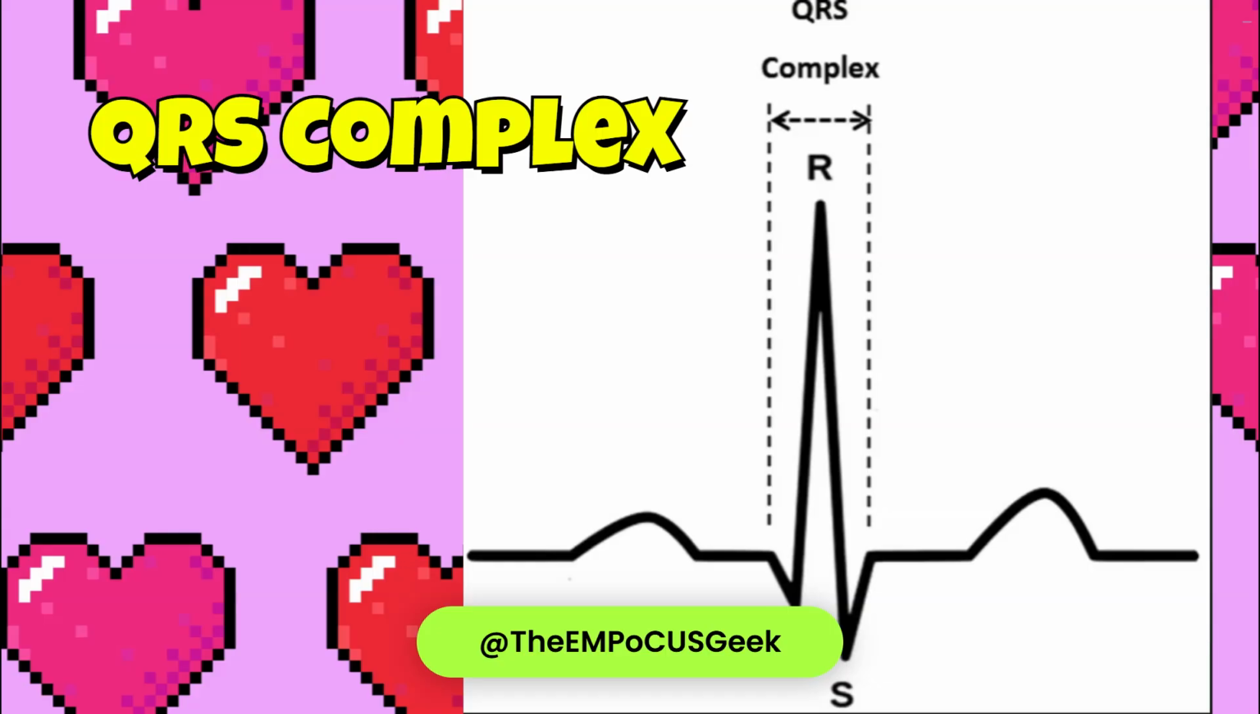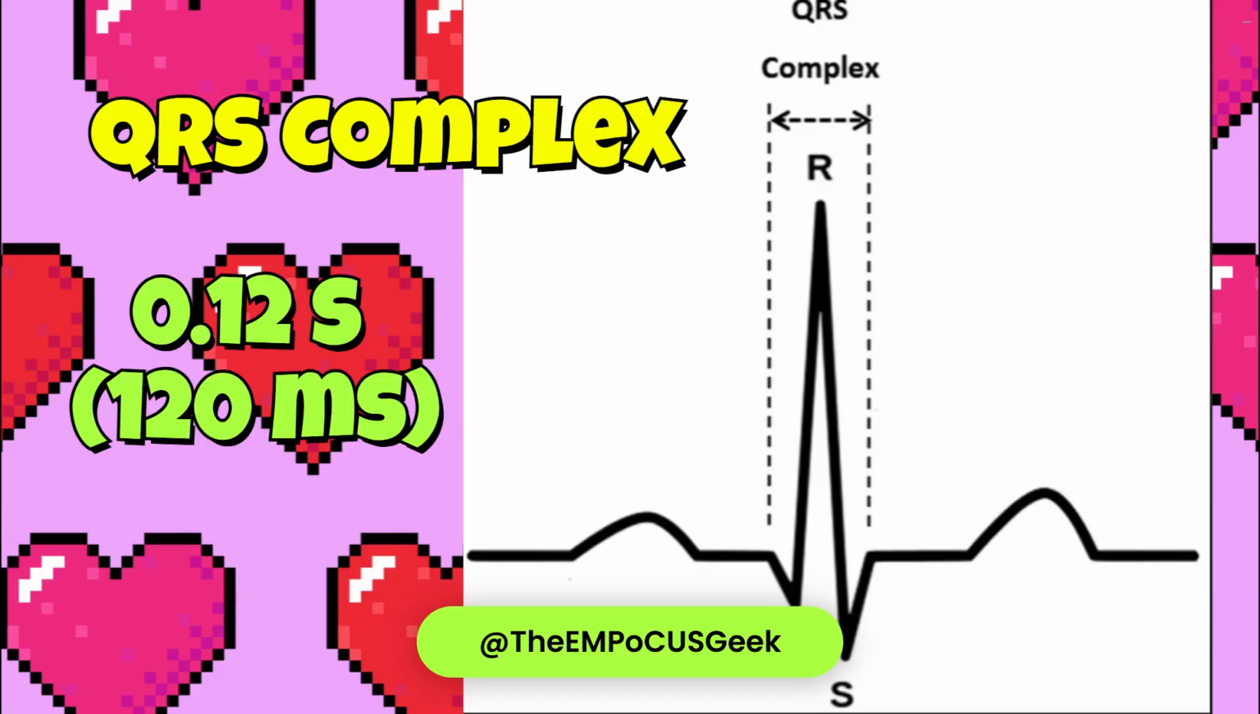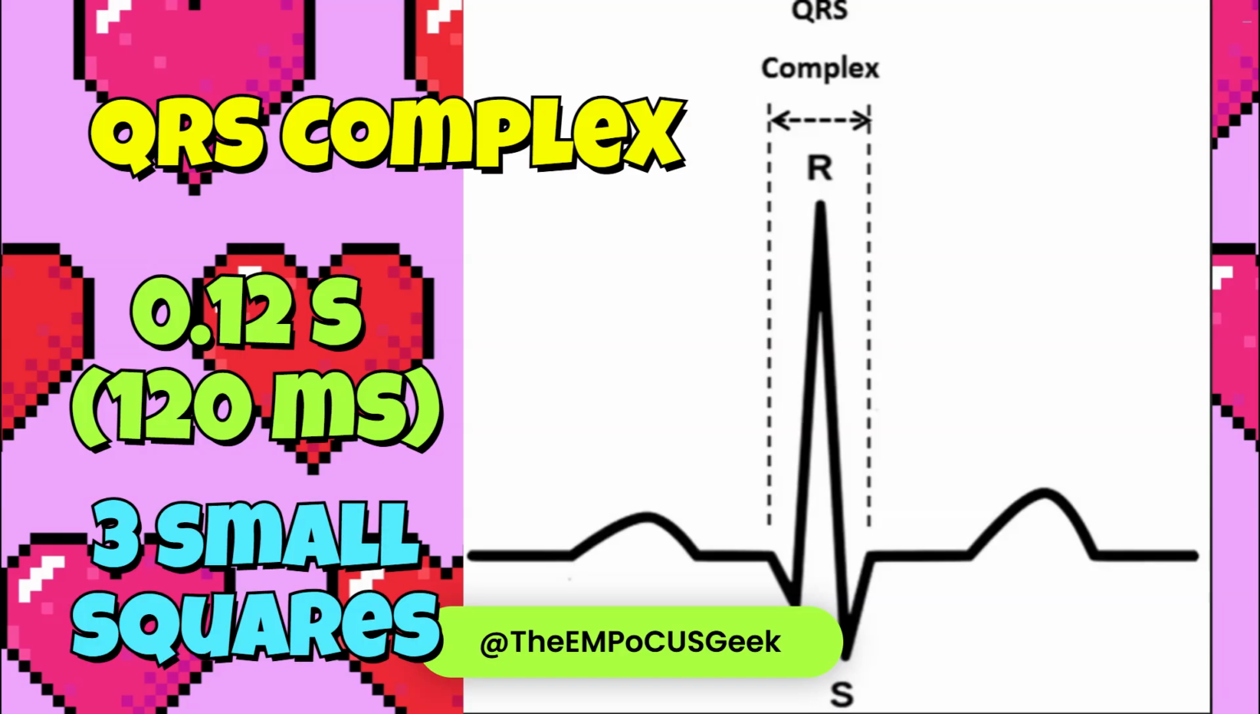The duration of the QRS complex shows how fast the impulse travels through the ventricular muscles. Normally, it's 0.12 seconds or 120 milliseconds, which is equal to 3 small squares or less. Any abnormality in the conduction along the path will result in a longer duration for the ventricular muscles to depolarize. And this would appear as a widening of the QRS complex.